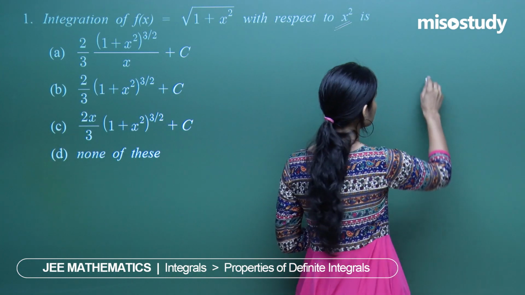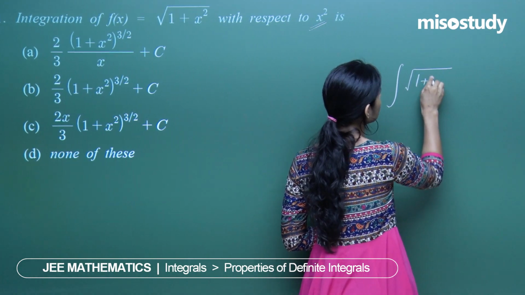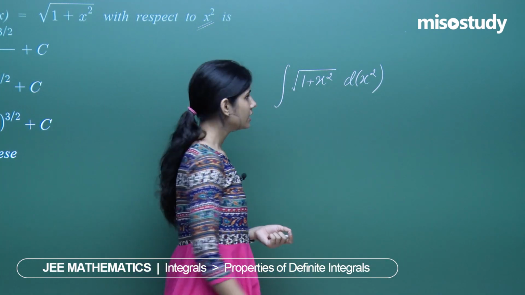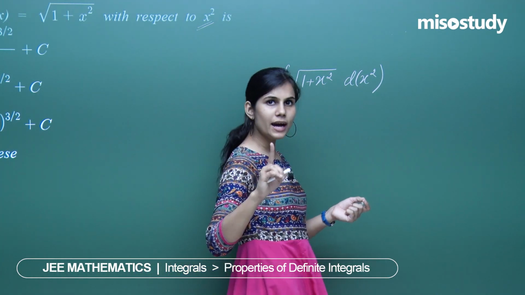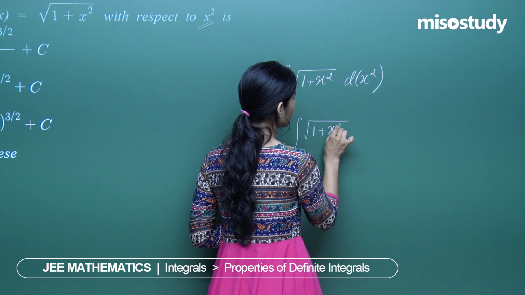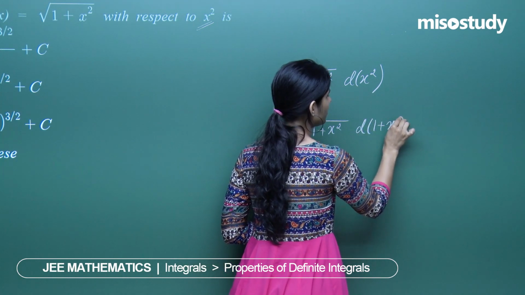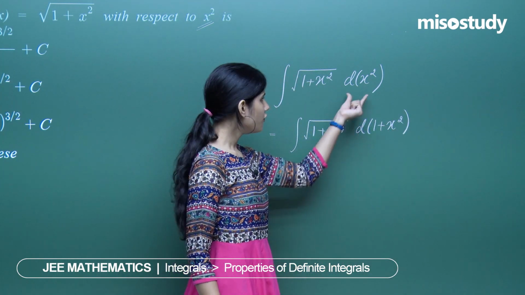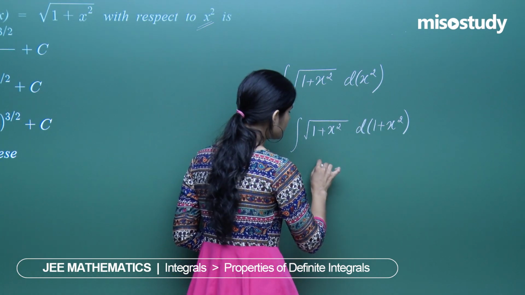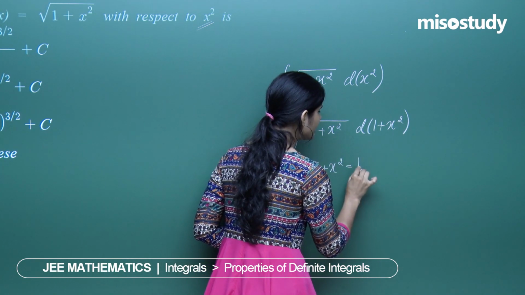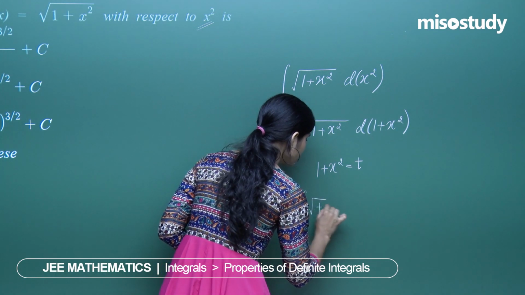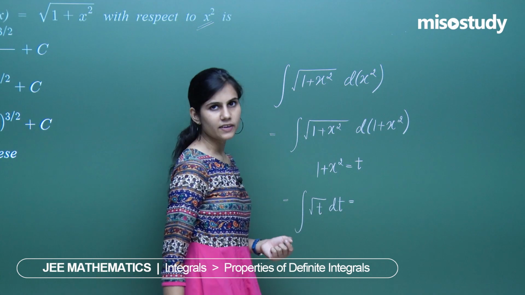So the question is basically asking you to integrate under root 1 plus x square, but with respect to x square itself. Now if you can understand, because 1 is a constant, this can be rewritten as d of 1 plus x square. Right? D of x square is the same as d of 1 plus x square, 1 is a mere constant. Now if I take 1 plus x square as t, I get integral root t dt, which is something very, very easy.